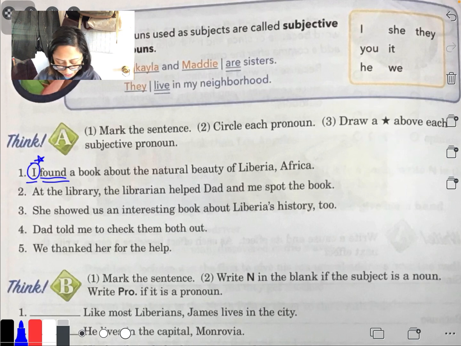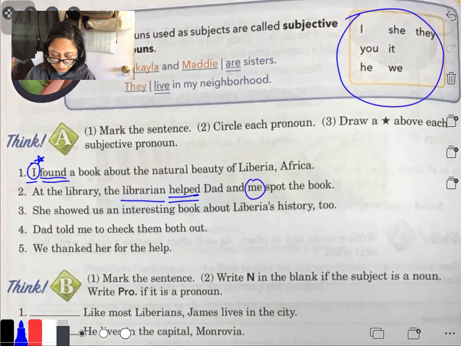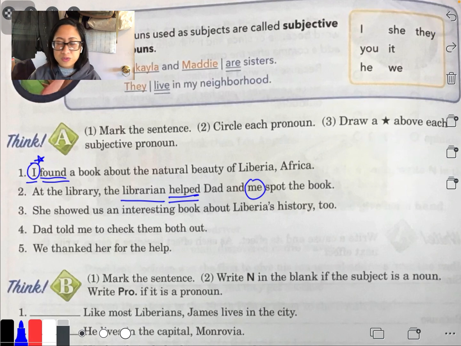Number two, at the library, the librarian helped Dad and me spot the book. Okay, so what's happening? What is the action? Well, the librarian helped me spot, okay? So who helped me? Oh, no, actually, no. Spot, helped. The librarian helped. Who helped? Librarian. Okay. Now, I see one pronoun, it's me, but is it here in this list of subjective pronouns? No. So I'm going to just leave it alone, no star for you.